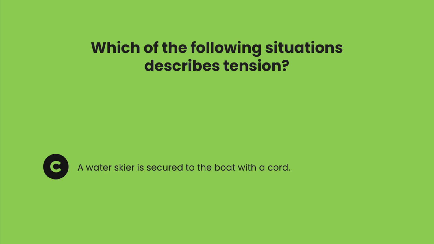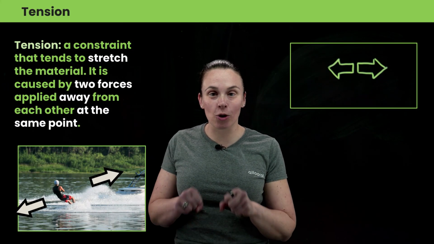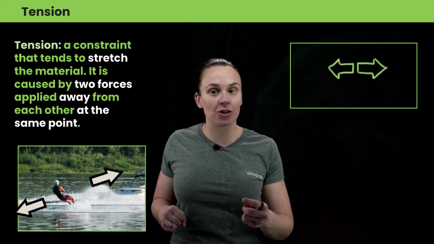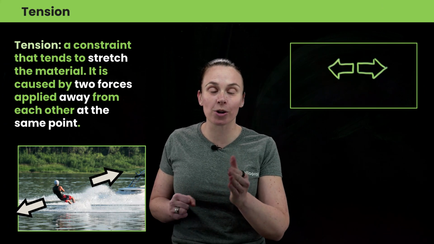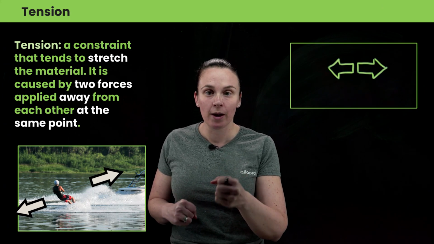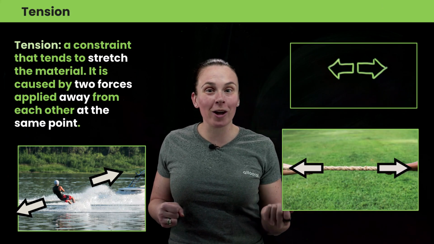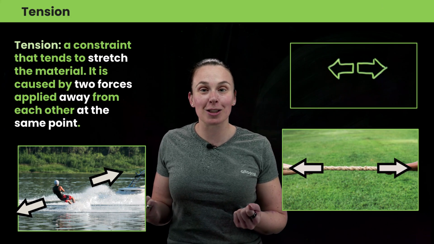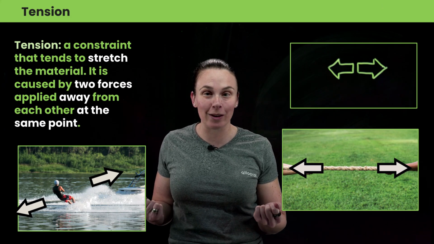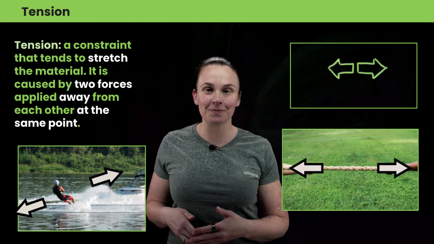The answer is C, a water skier is secured to a boat with a cord. So when one is water skiing and they're holding on to that cord that's attached to the boat, they're pulling back on the cord while the boat is moving forward, creating that tension on the rope. The same thing can be said for a tug-of-war game. So you have one team on one side that's pulling, and then you have another team on the other side that's pulling in their direction to see who will win. So tug-of-war is a perfect example of the force of tension.